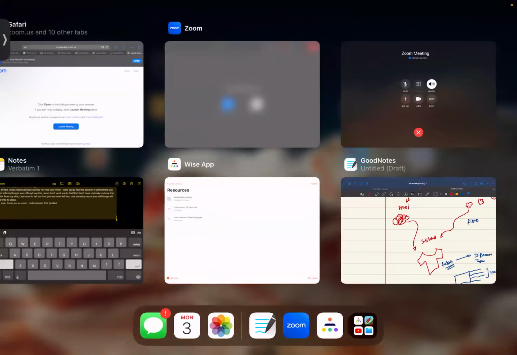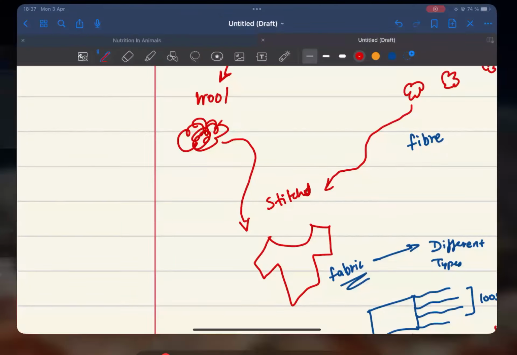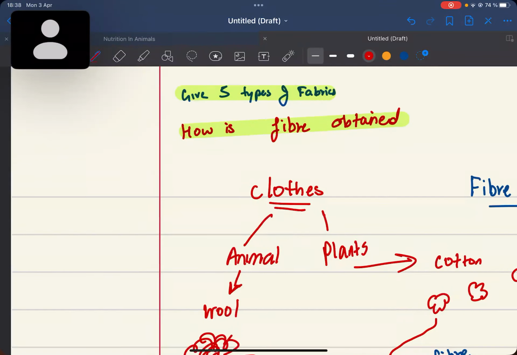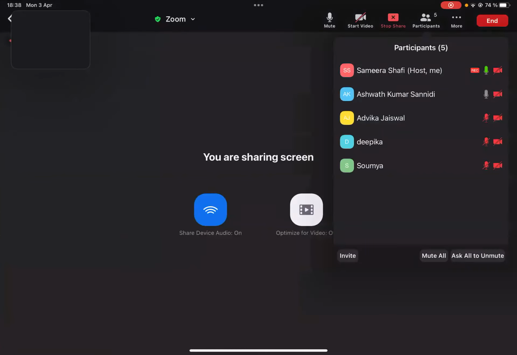I hope I am audible to all of you. Okay, so I asked you all, give me any 5 types of fabrics. So starting with Ashwath, can you tell me? Silk, wool, cotton. Okay, stop. Silk, wool, cotton. Okay, very good, Ashwath.